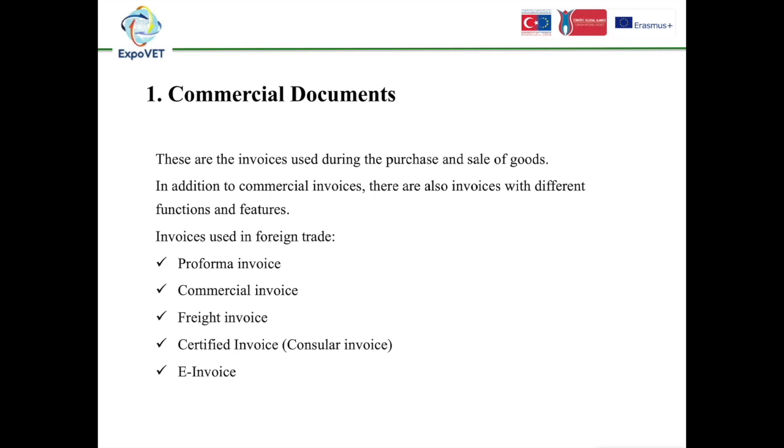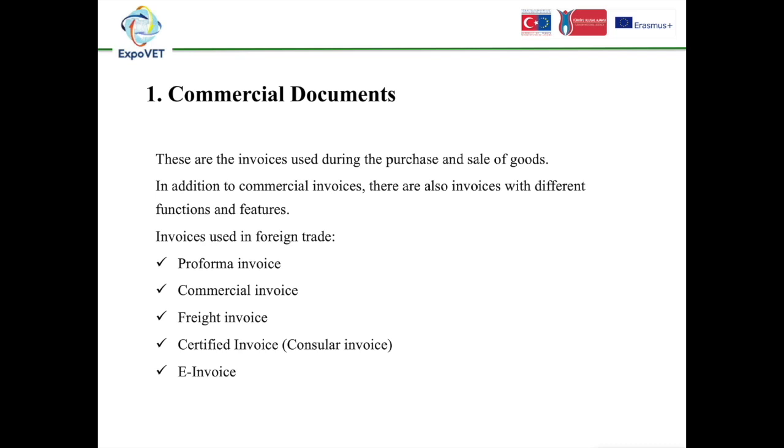D. Certified invoice. In other words, consular invoice. This invoice is the invoice that the exporter sends to the importer after issuing its original invoice and having it approved by the consulate of the country to be exported. Here, the exporter first issues his original invoice, then goes to the Chamber of Commerce and/or Industry to which he is affiliated and has the certificate of origin approved.